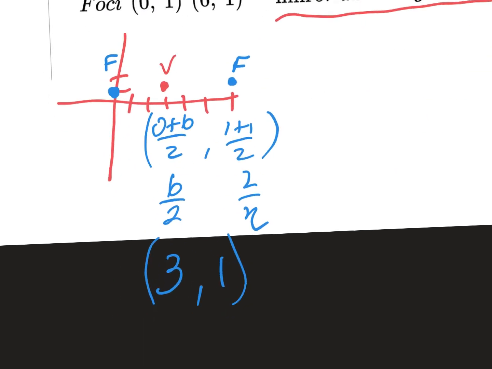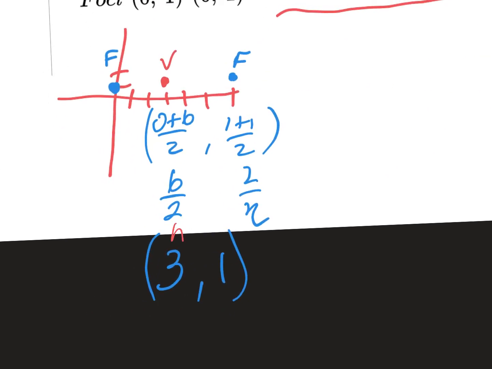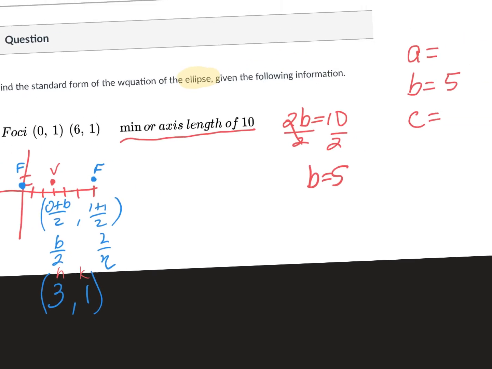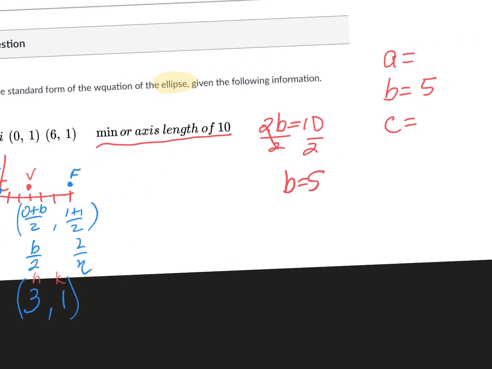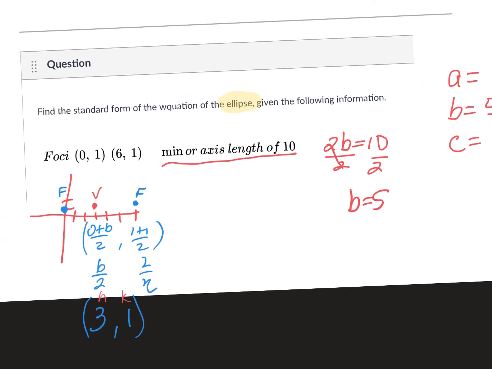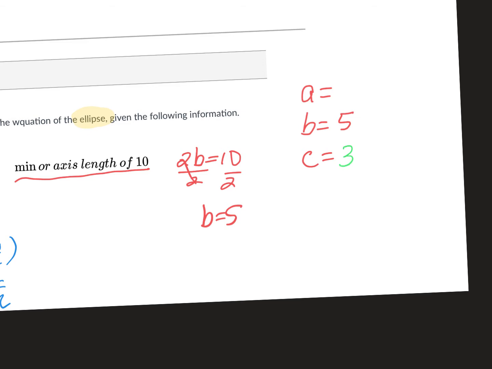So in order to write the equation of our ellipse, we need our H and our K, and we also need our A and B. Well, I have B. That's great. What do I also have just by looking at this little picture that I drew? Do I have the A value or the C value? What's the distance from the vertex to the foci? C. So how many spaces is it from here? 1, 2, 3. Or from here to here? 1, 2, 3. So my C value is 3.